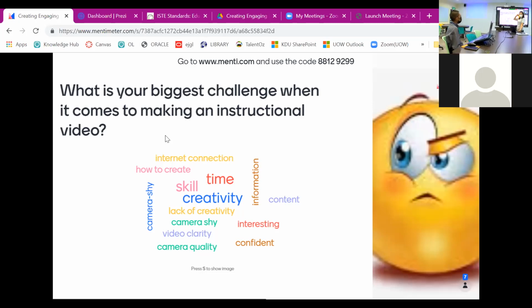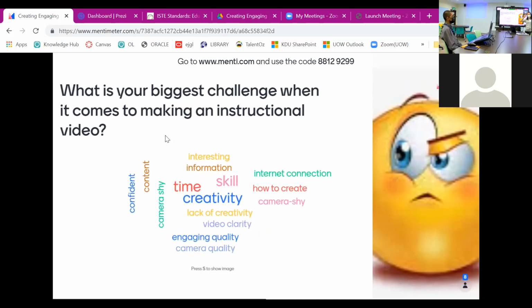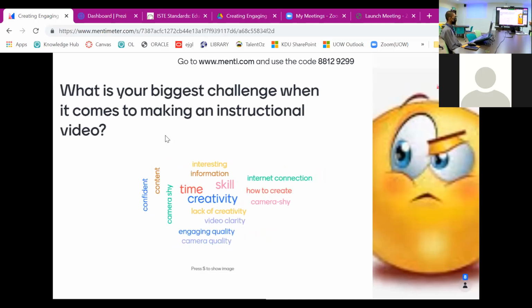In terms of creativity, I think you will realize later today as I share with you, in terms of Prezi, there are a lot of available templates that will help you in terms of creativity. But it's just about you yourself, you need to know which template to use and how to use it. Obviously, that goes to the skill. The skill part is also the reason why you are here today, right? To learn how to make videos. Time.